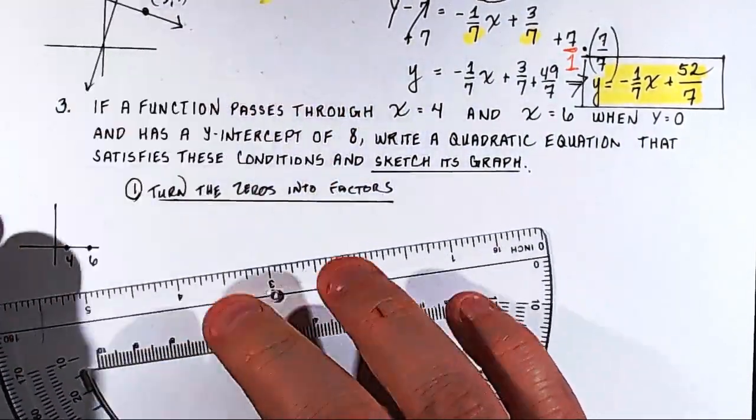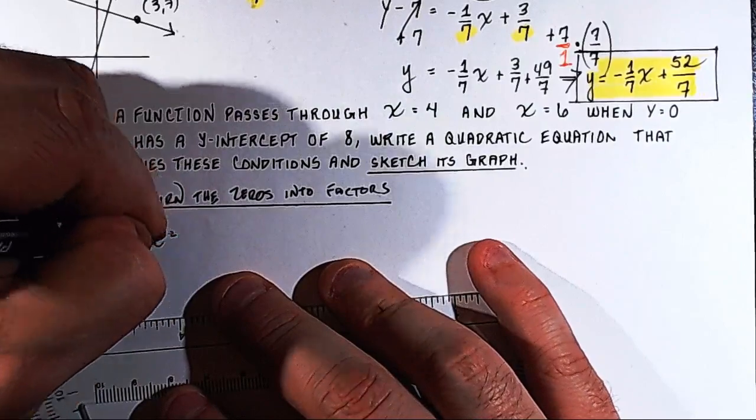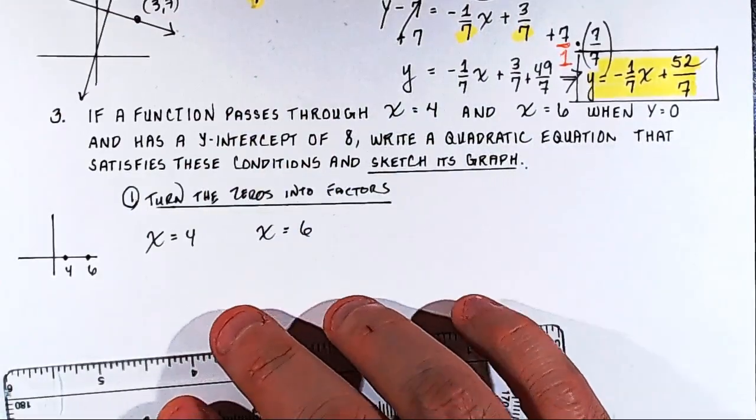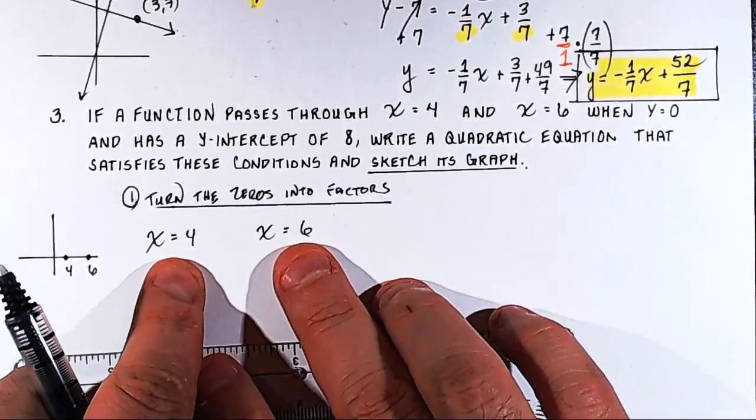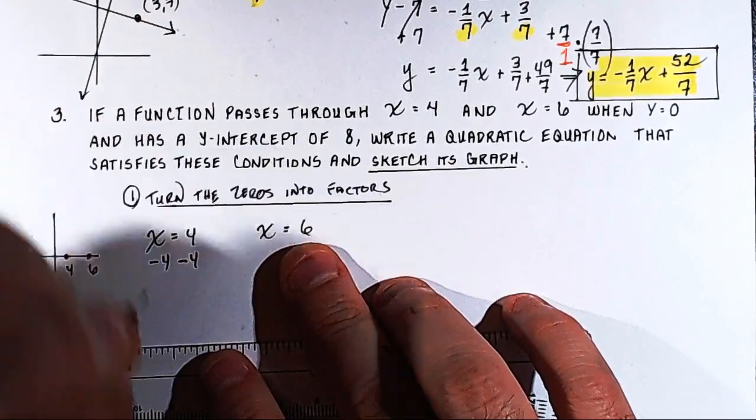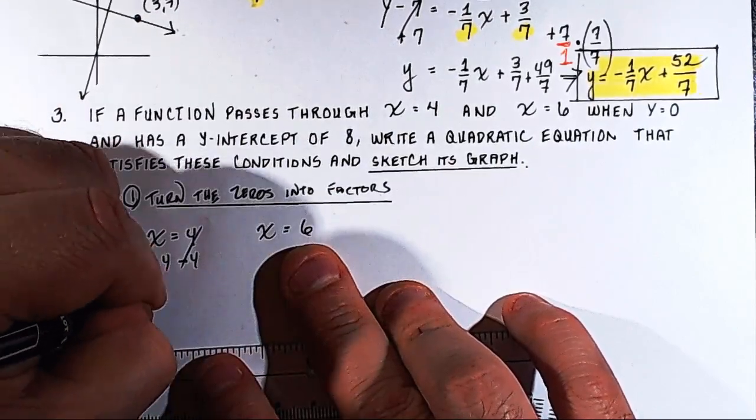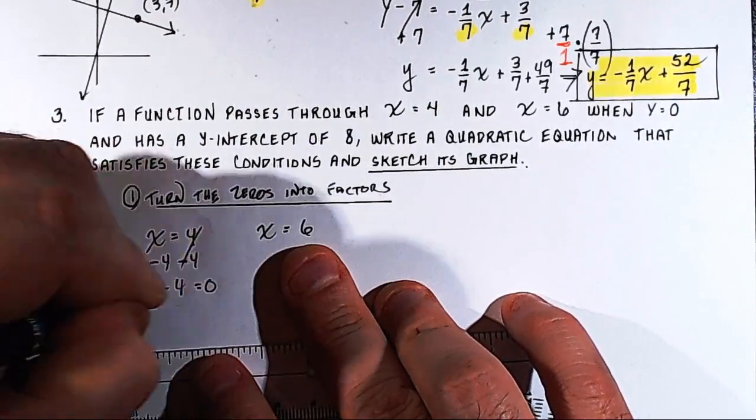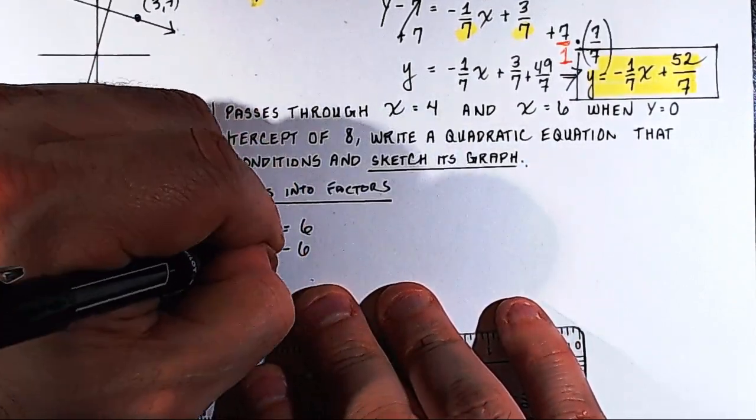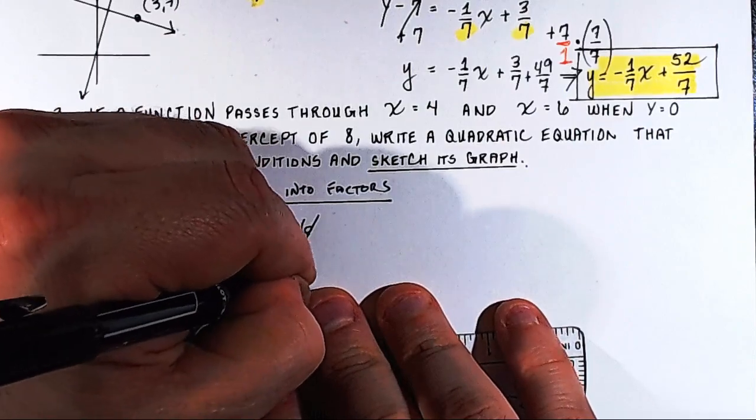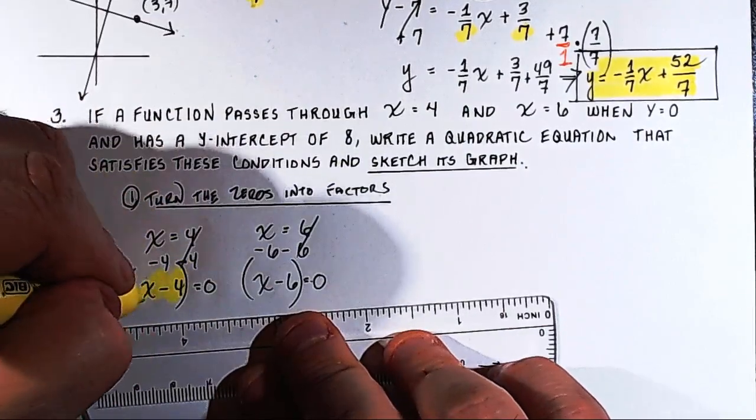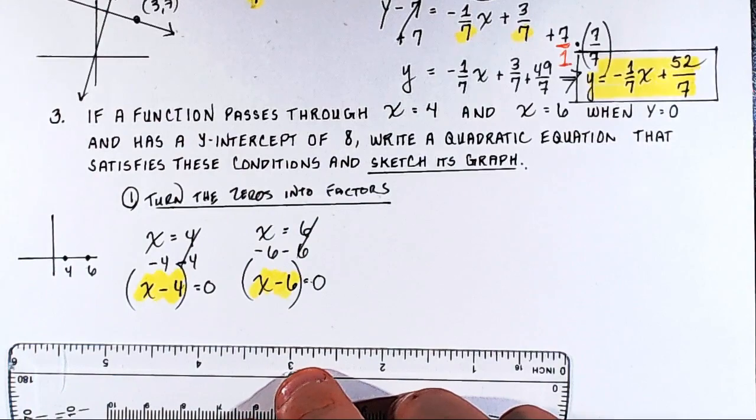Well, how do I do that? It's easy. So x equals 4 and x equals 6. In order to turn them into factors, you just subtract the 0 from both sides of the equation. Minus 4, minus 4. So those cancel, and I've got x minus 4 equals 0. This is the factor, x minus 4. Here I've got minus 6, so x minus 6 equals 0. X minus 6 is the factor. So my two factors of my quadratic are x minus 4 and x minus 6.